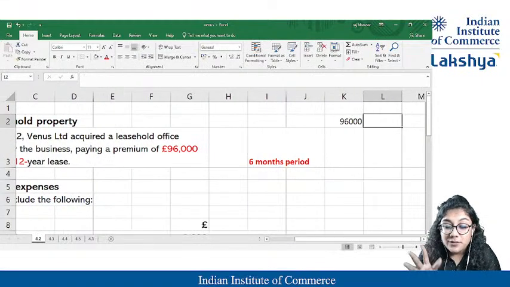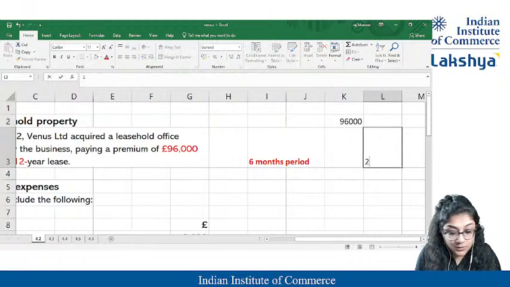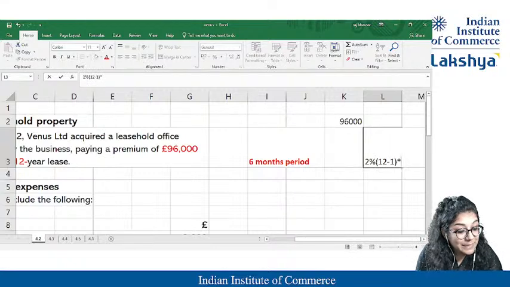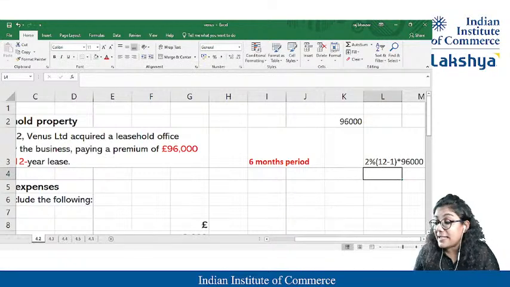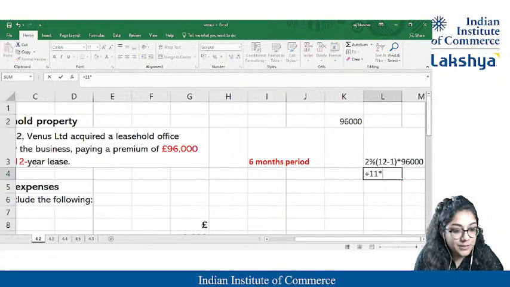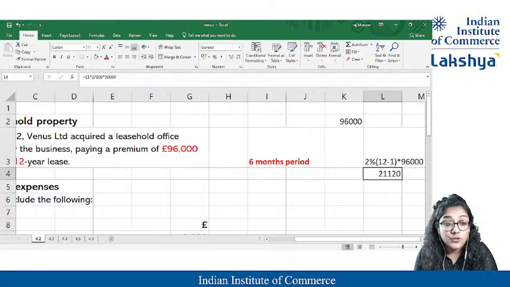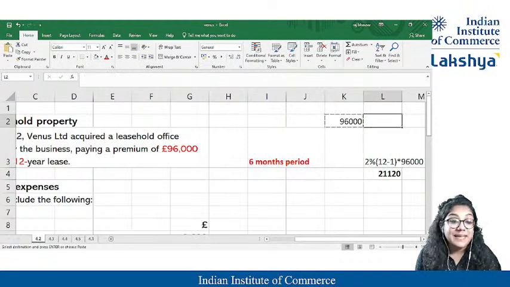What he would have distributed and what he would have reduced? Yeah, ma'am, the 2% into n minus 1. That's 2% into n minus 1, which is 12 years minus 1 year, multiplied by 96,000. Please do it in your calculators, guys. 12 minus 1 is 11, into 2% which is 0.22, into 96,000. Am I getting 21,120? Yeah, students, that is to be reduced.